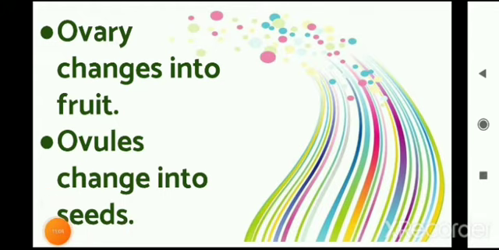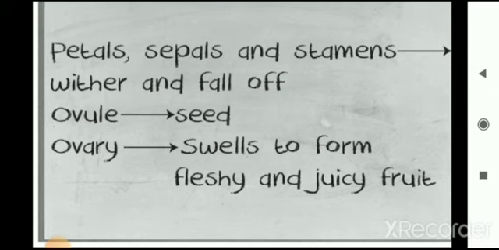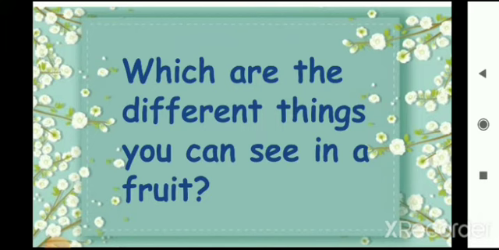Now it is clear to all of you what happens to the flowers after fertilization, right? Now you can see in this figure also, in this slide you can see petals, sepals and stamen wither and fall off. Clear? And ovule is converted into seeds, right? And ovary, what happens to the ovary? Ovary swells up to form fleshy and juicy fruit. This all will happen to flowers after fertilization. Clear?